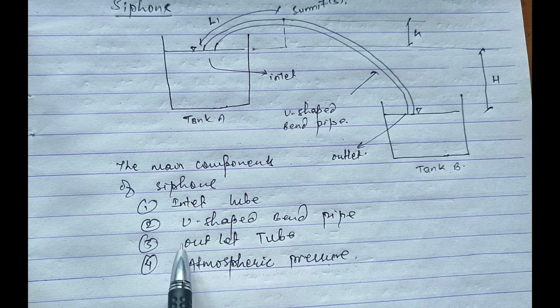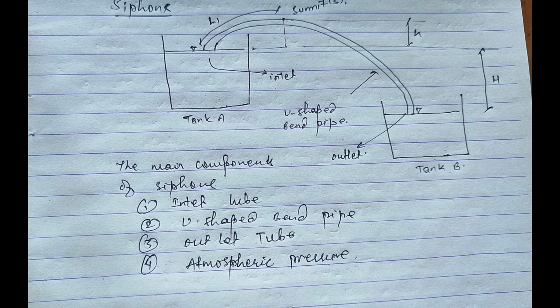The third one is outlet tube, the part of the siphon that leads the liquid down to the lower elevation. This is where the liquid exits the siphon. And the final one is atmospheric pressure. The siphon works based on the difference in atmospheric pressure between the two ends of the tube. Gravity helps initiate the flow and atmospheric pressure maintains it.